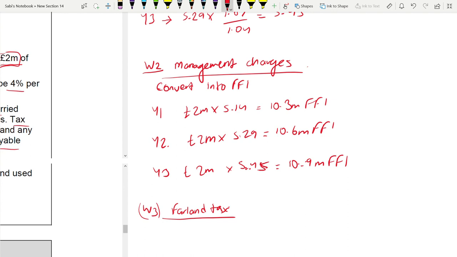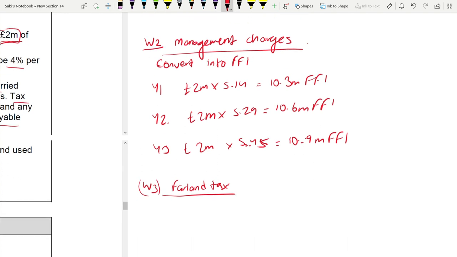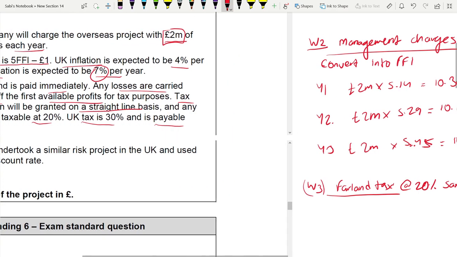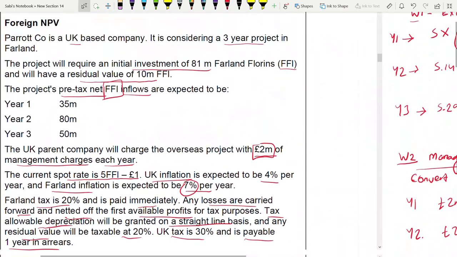What is the tax? Tax is in the same year. Tax is 20% in furlough, and it's in the same year. But you have to see whether there is any loss or not, because loss can be carried forward and netted off against the profit. For that, you have to do the main table. Now you need to do the main table. So we'll start with the main table.